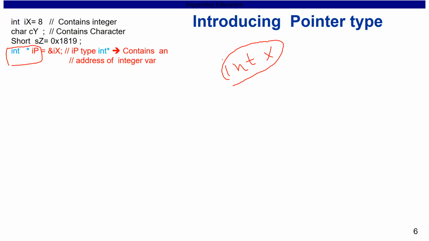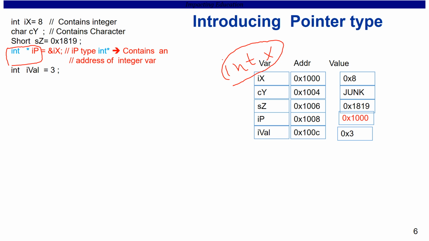Just like ix equals 8 means ix contains an integer value, int star IP equals address of ix means IP contains an address of an integer. In this case, like you saw in the previous diagram, IP contains the address of ix, which is 1000, so it contains the value 1000. Now remember, the star operator can be used to access any address type. So if I do star of IP, can I do star of IP equals 0xAA? Absolutely, because IP contains an address of an integer.